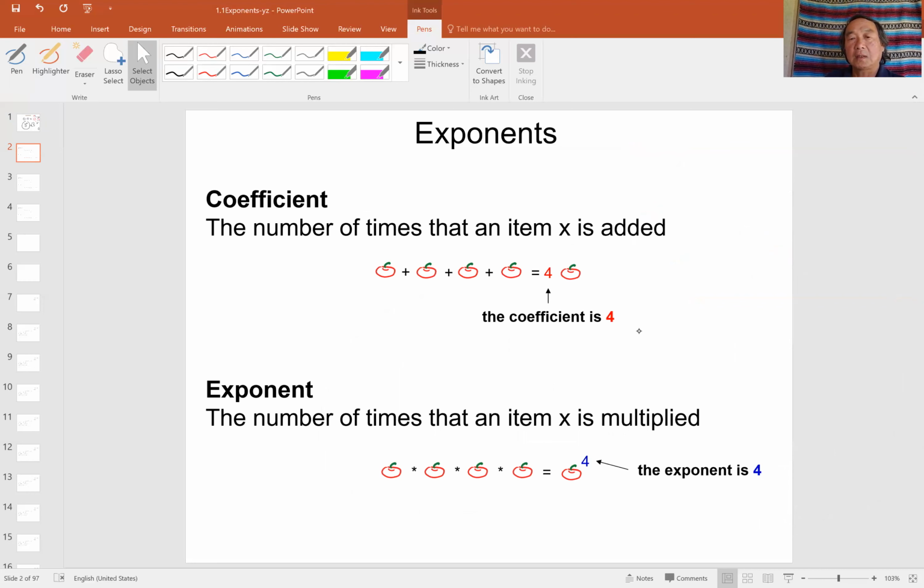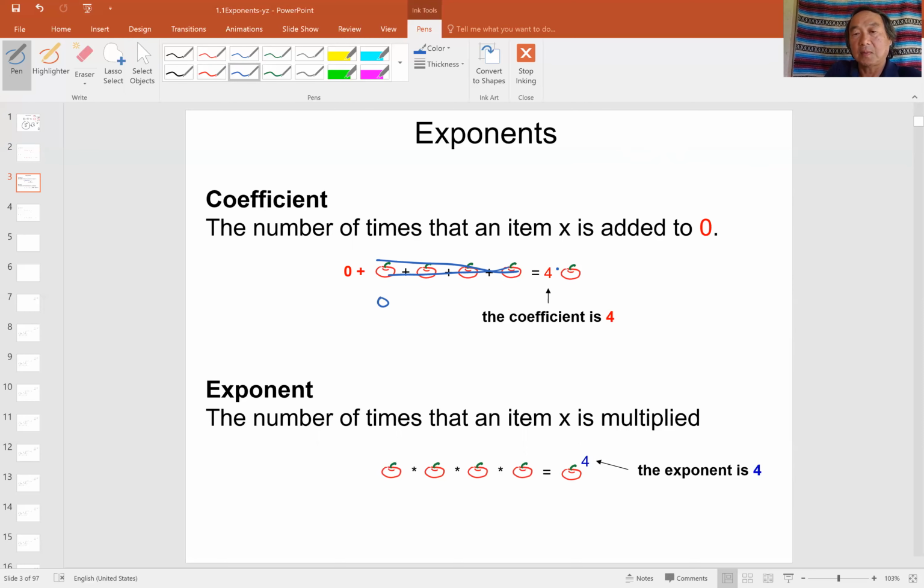When we say take an apple and add it to itself multiple times, and the number of times added is 4, the coefficient is 4. And as below, if we were to multiply these apples, or whatever that means, and there are 4 copies of apple multiplied, the exponent is 4. The precise way to define the coefficient is the number of times added, starting with 0. So if there's no apple added, 0 apples, this number will be 0, then of course you will get a 0 back.